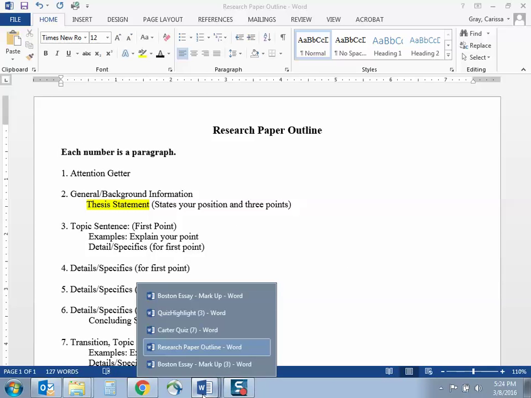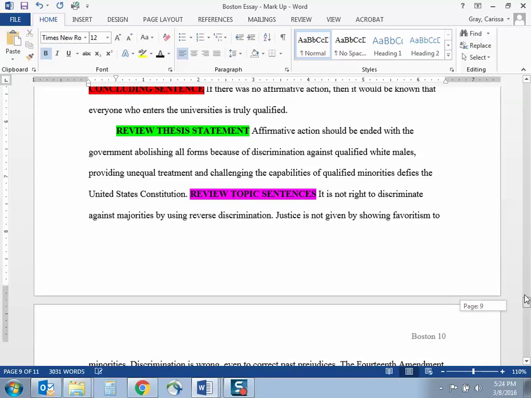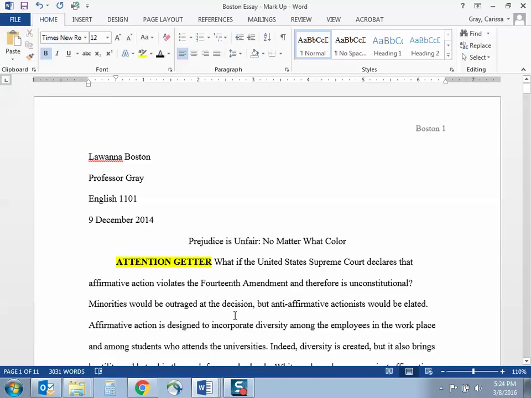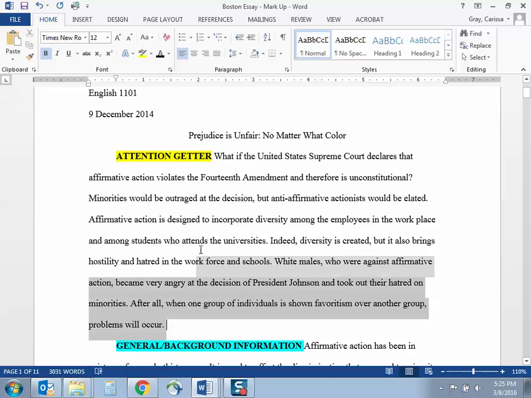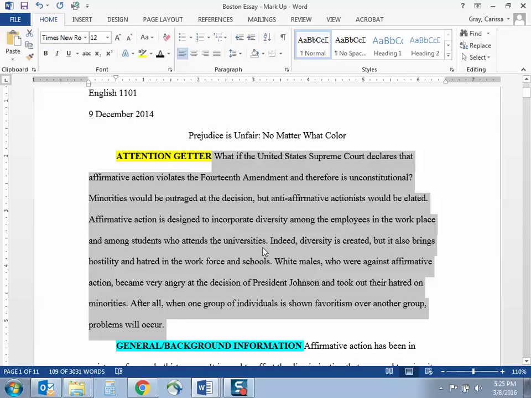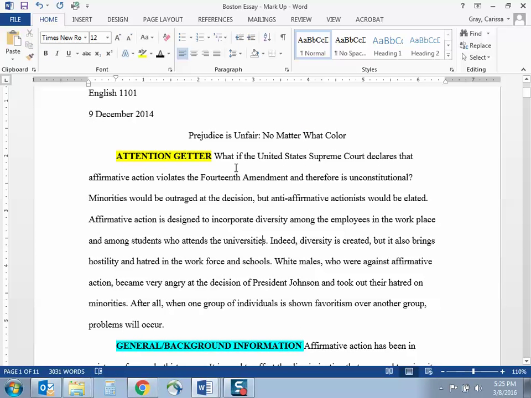Let's look at Boston's essay. Remember, you have an essay that is marked up with each component. Take that out. Follow along with me. This whole first paragraph is LaWanna's attention getter. Let's see how she starts. What if the United States Supreme Court declares that affirmative action violates the 14th Amendment and therefore is unconstitutional? So she has asked a question. She isn't giving away her topic or giving me her thesis statement up front. She is simply getting my attention.